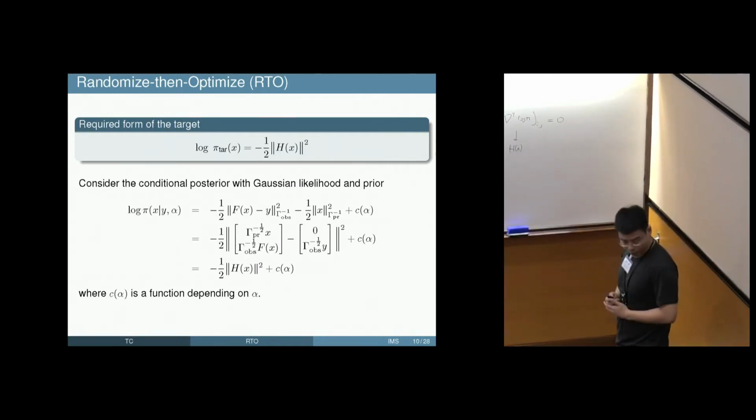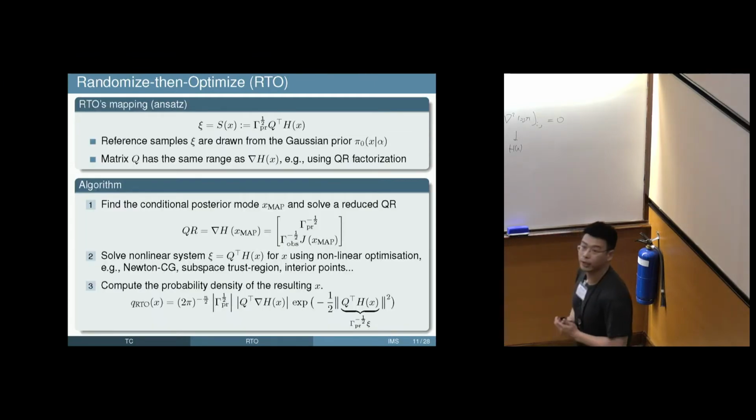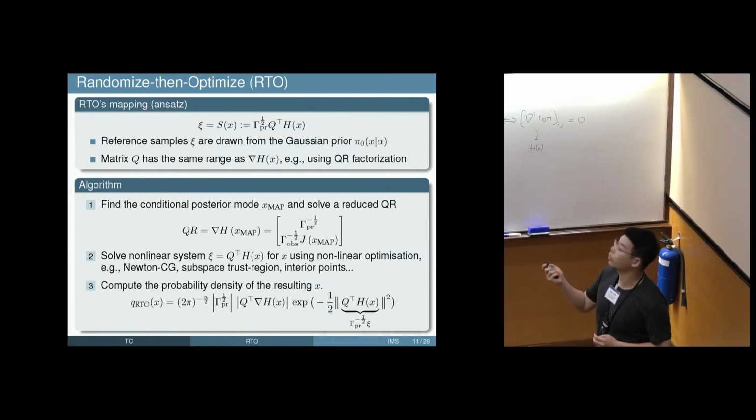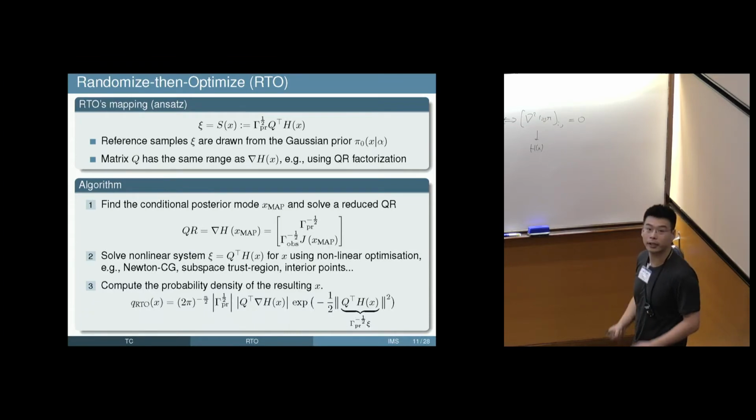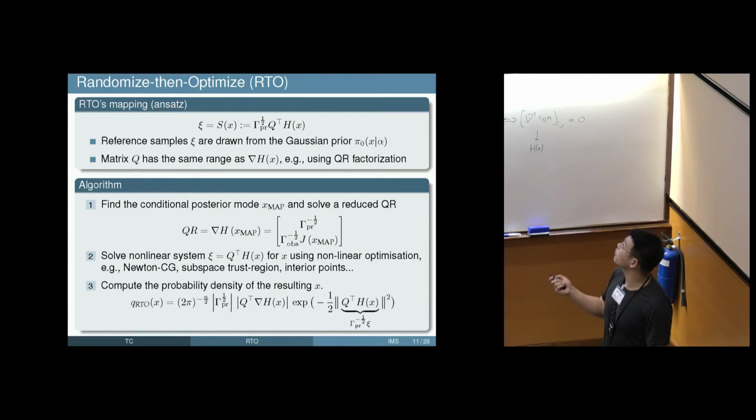If our target distribution has this form, then we can construct the objective function as follows. First, we draw a random variable psi from the prior, so psi is a prior sample. Then, using this high-dimensional nonlinear function H, and also the help of some matrix Q, which should have the same range as the linearization of the high-dimensional function H, where I use the gradient notation to denote the linearization. Once we have this matrix Q, we want to solve this equation. Our optimization problem is to solve for psi equal to the square root of gamma prior multiplied by Q transpose multiplied by the function H.